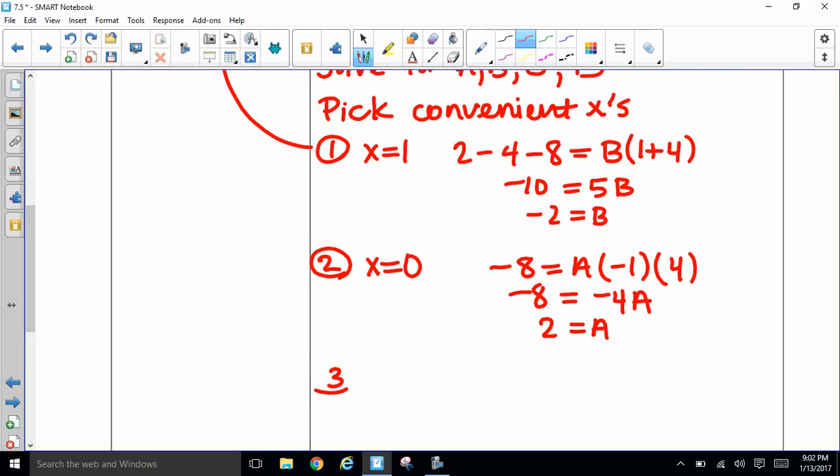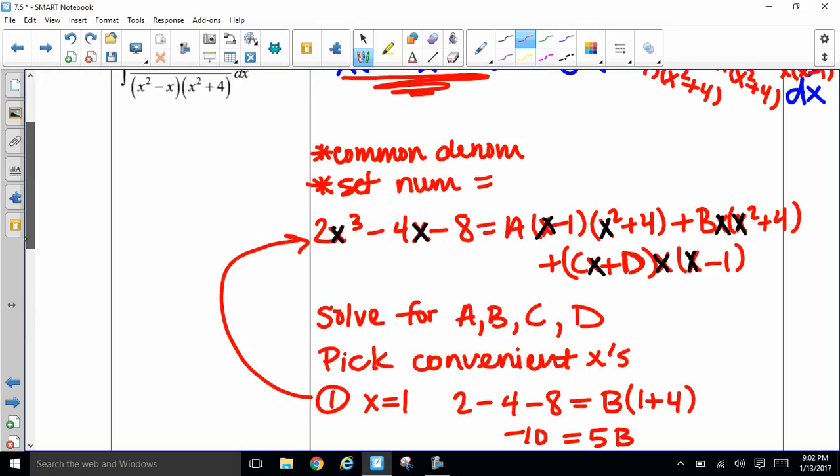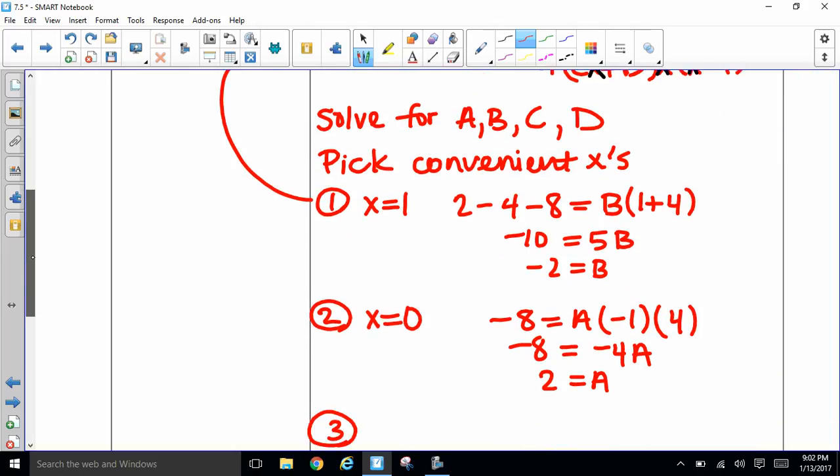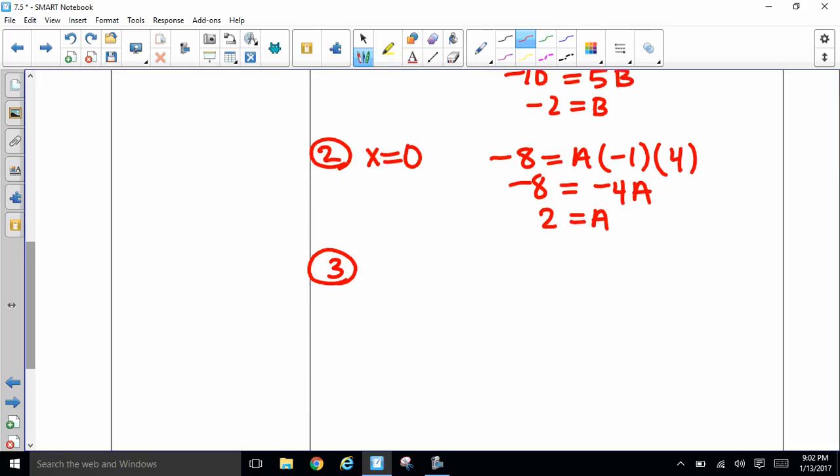Third thing, let's see what I can zero out. I have another factor, this x squared plus 4 factor, but I can't zero it out because it's a sum of squares, not a difference of squares. The only way I could zero it out is with imaginary numbers, and that's not going to help me here. So then that means I just have to pick convenient x's that I want to work with. Well, I've already used up 1 and 0. Those would always be my top two choices. So picking something else, maybe let's go negative 1.